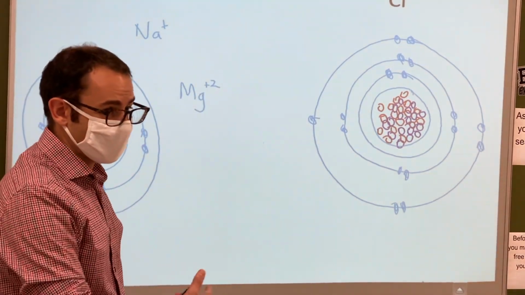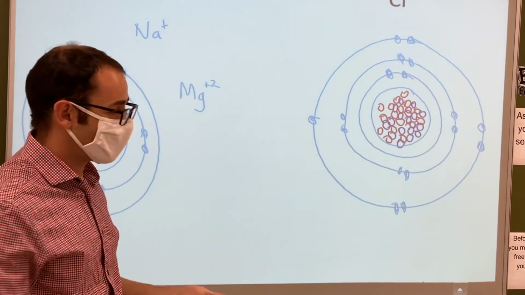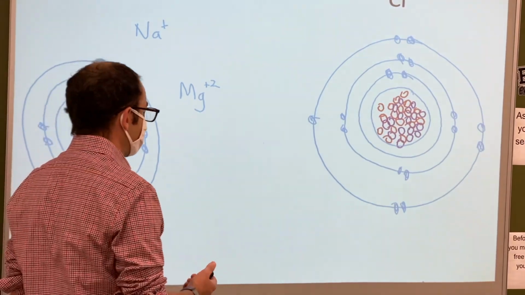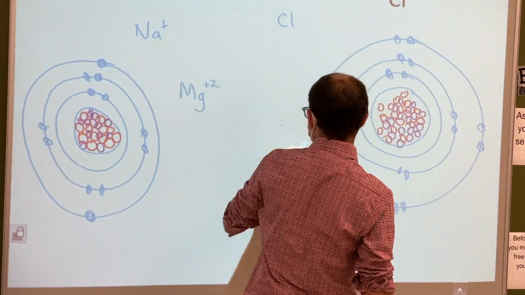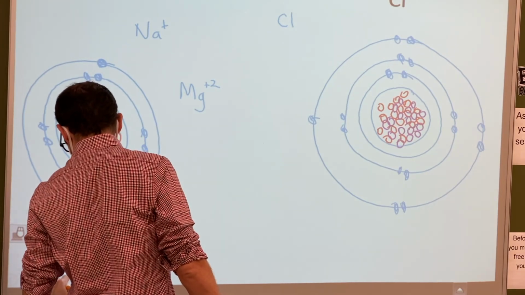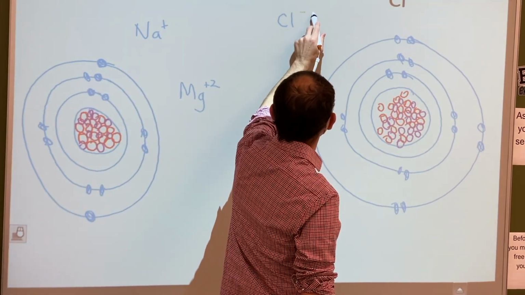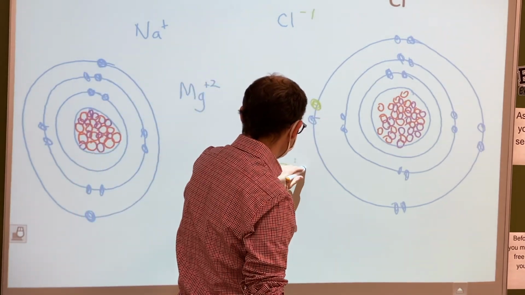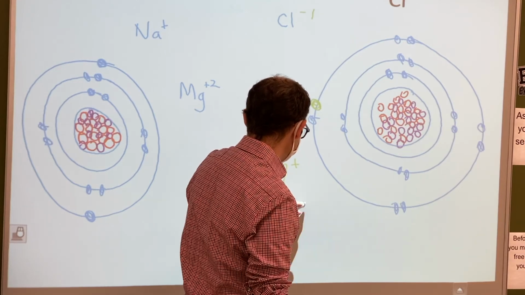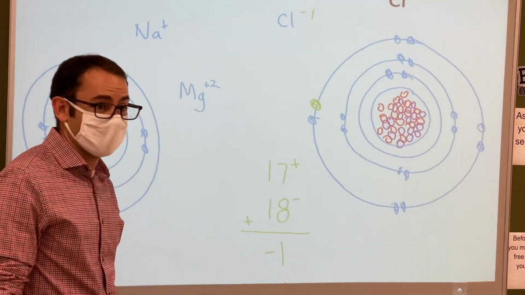Now, if you didn't know anything else besides knowing that it wants to get to 8, how many electrons does it want to gain? Just 1. So Cl is normally just Cl, but once it gains an extra electron, it's going to become Cl -1, because it has 17 protons, and now it has 18 electrons, so when we add them together, we get a total of -1, all right?